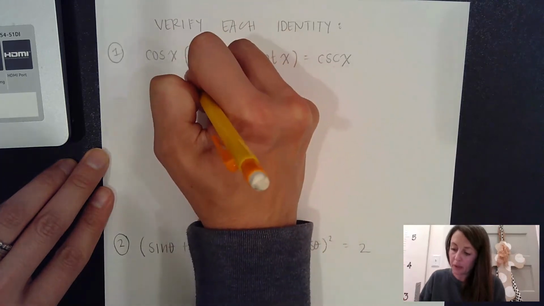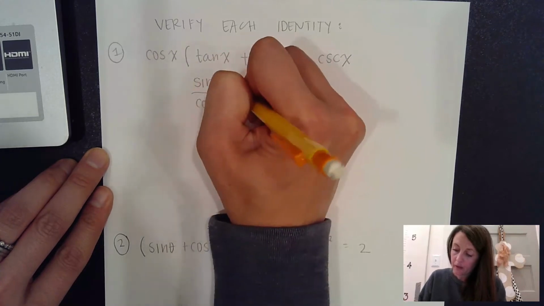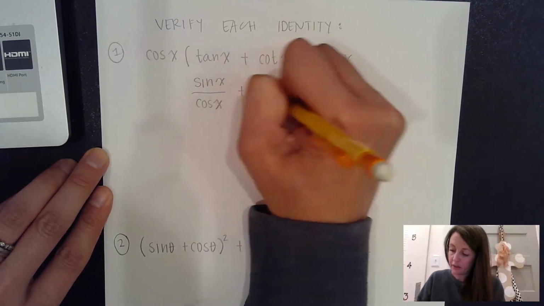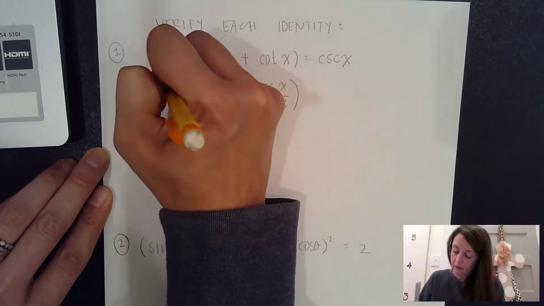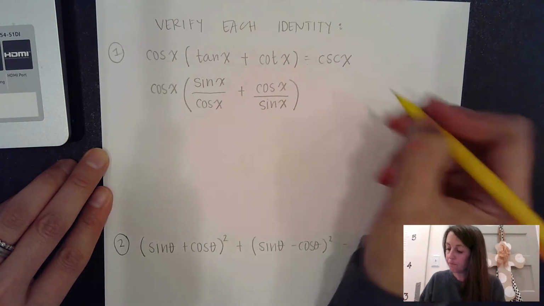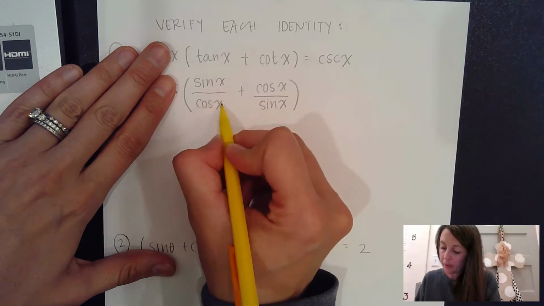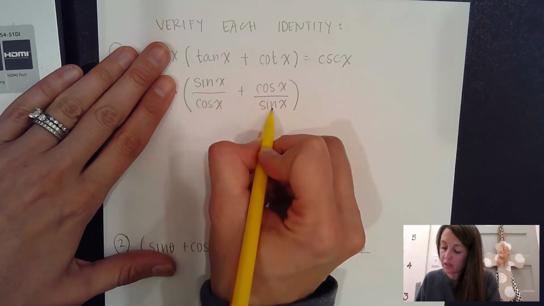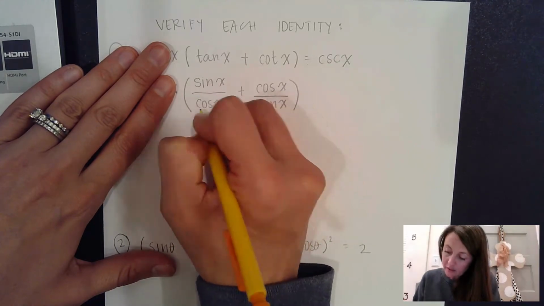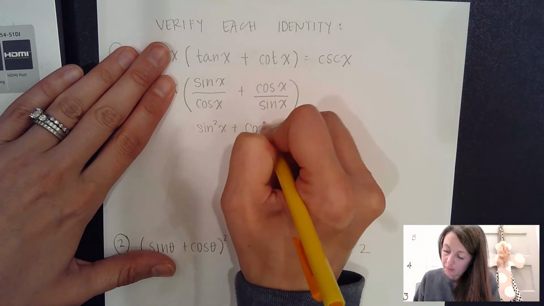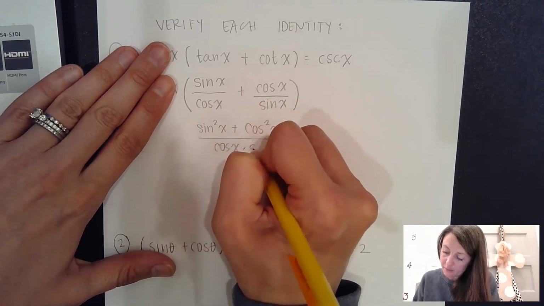So tangent of x, remember, is sine over cosine. Cotangent is cosine over sine. I would get a common denominator in here. So to get a common denominator, this one is going to need a sine, so it's going to be a sine squared. The second one's going to need a cosine, so it's going to be cosine squared. And then it'll be all over cosine times sine.